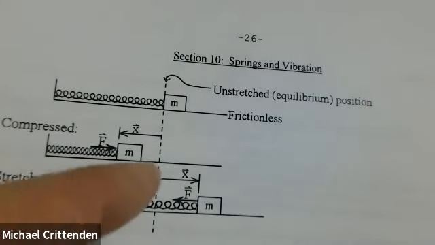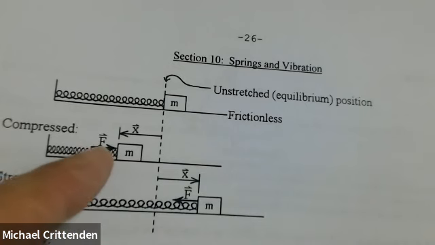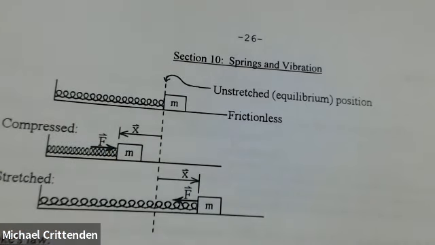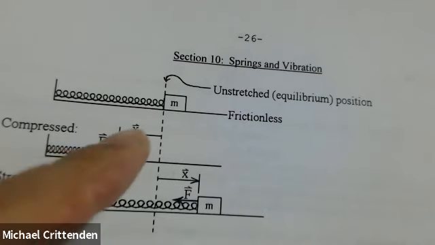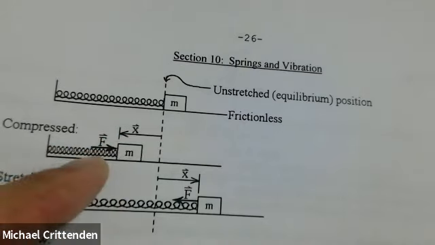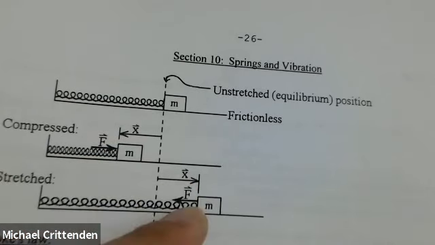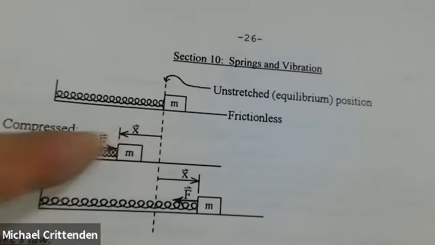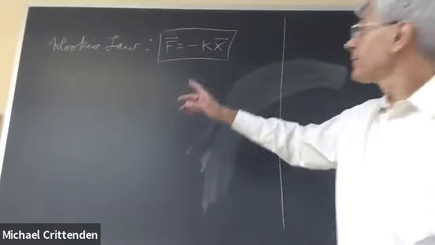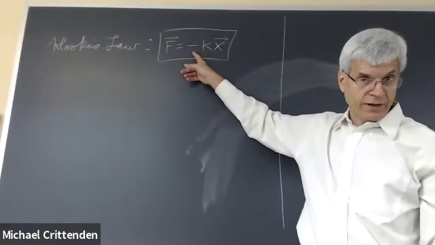The thing I wanted to point out is notice that the force and the displacement always have opposite directions. When you displace the mass to the left, the force is to the right. When you displace the mass to the right, the force is to the left. So this is the F and the X that are in Hooke's law. And because the directions are always opposite of each other, that's the reason for the minus sign.